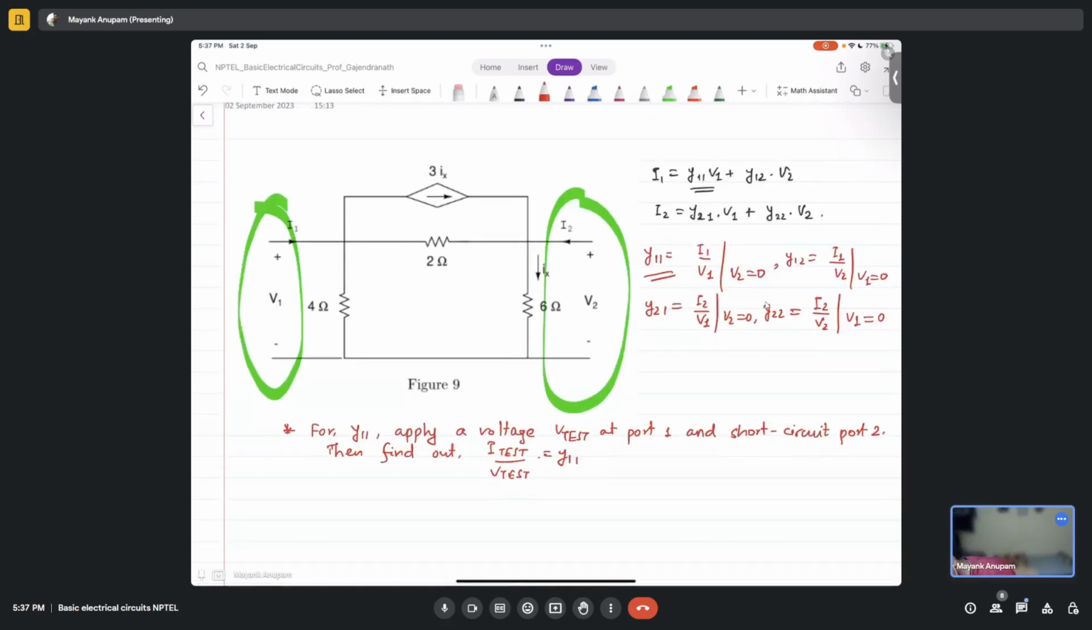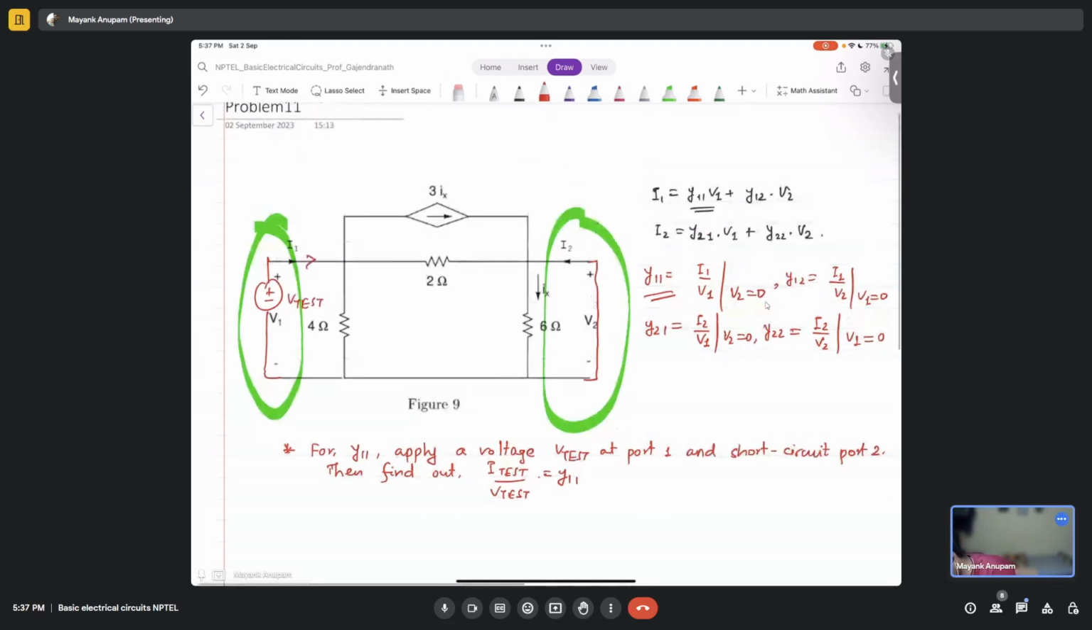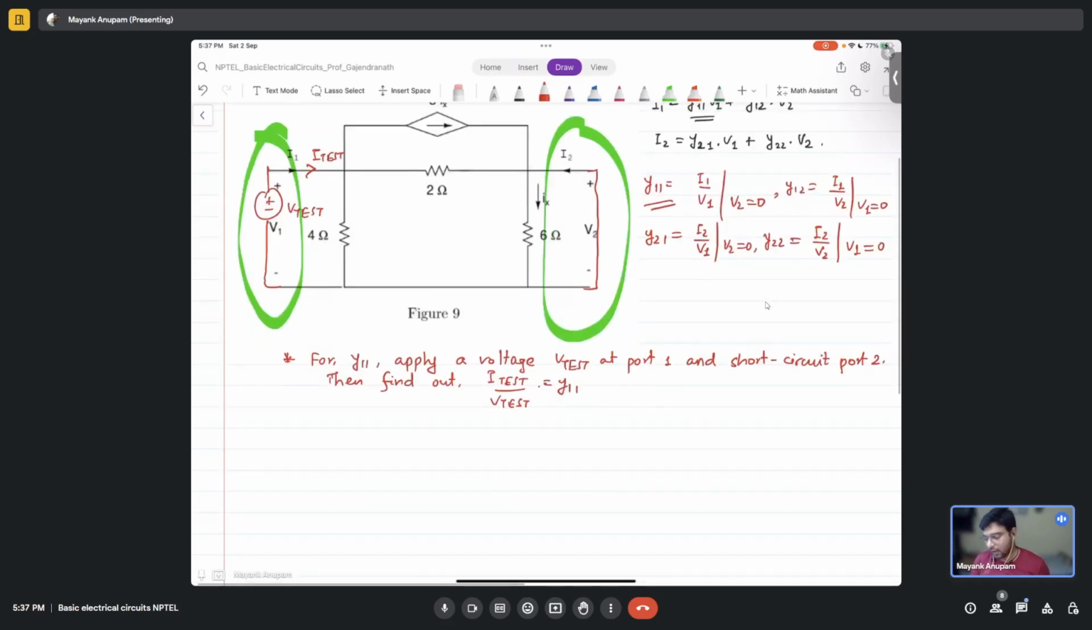So we have to short this like this, and then apply a voltage source here, which is V test. And what do we need to find out? What is I test? Correct? So what will that be?